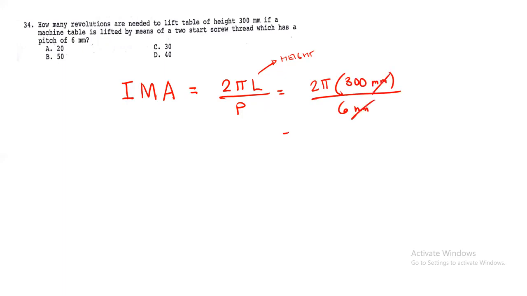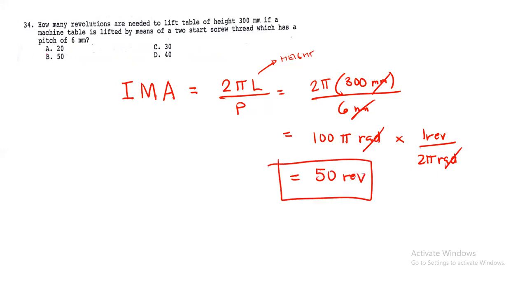So ma-cancel. So magiging sagot natin dito guys is 100 pi radians. So i-convert natin ito into revolution. So times 1 revolution per 2 pi radians. So magiging sagot natin dito is 50 revolutions. So letter B.